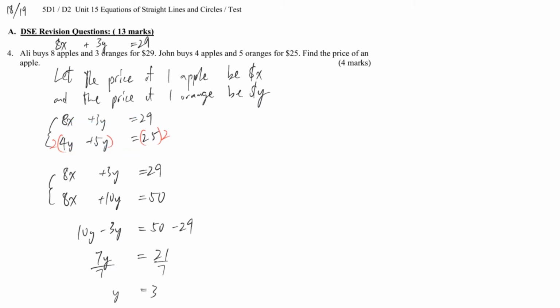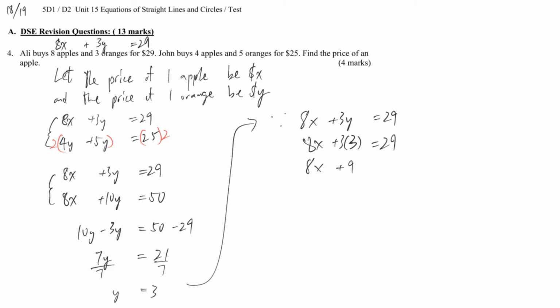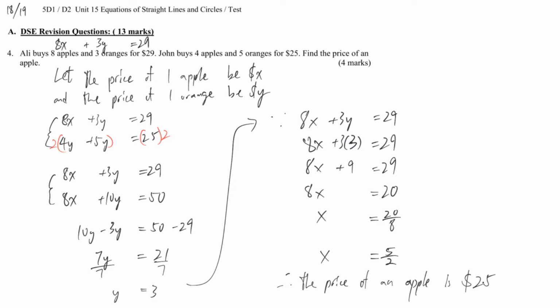Both these equations are reliable, so we may focus on the first one. Since 8x plus 3y should equal 29, therefore we update the information. 8x is equal to 20, and both sides divided by 8, we have 20 over 8. So x is equal to 5 over 2. The question is asking about the price of an apple, so we should answer with apple represented by x. That means we should answer the price is $2.5. Or you may just say that the price is $5 over 2, which is also acceptable.